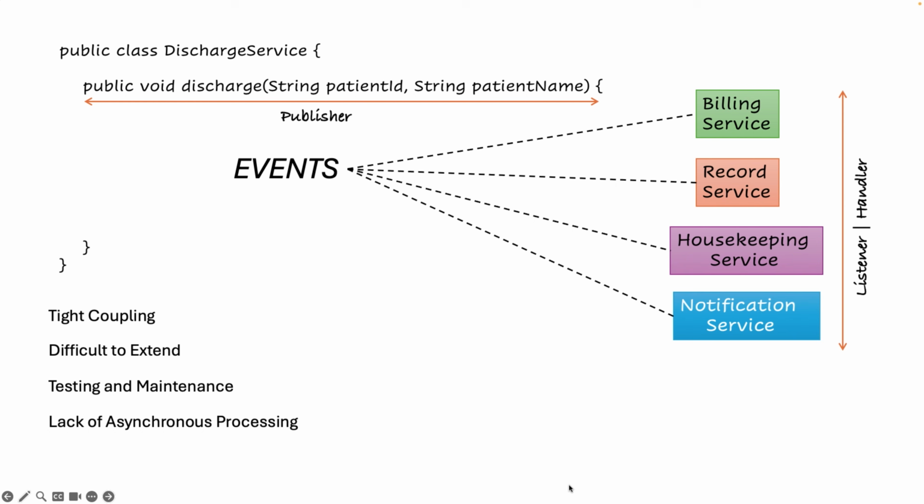Now if you go to the presentation, from this discharge service we publish the event using ApplicationEventPublisher. Then these are the services that listen to that event using the @EventListener annotation, right? This is what we have implemented to demonstrate the Spring events mechanism. Now we are good. Let's run our app and see the result.